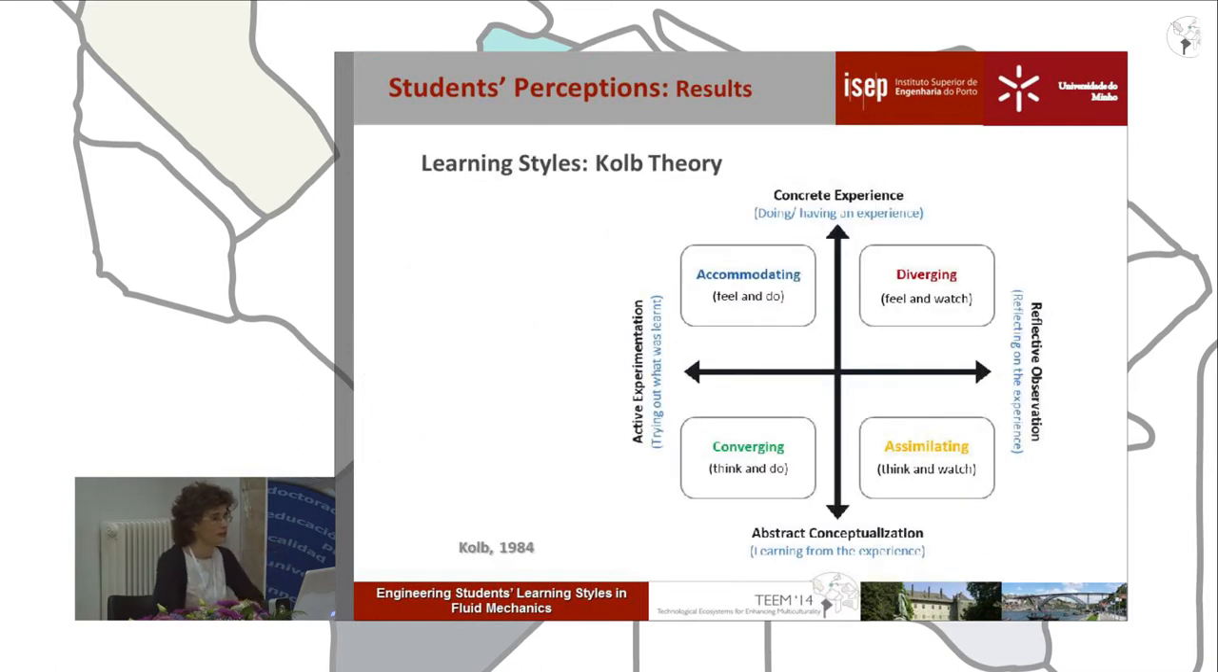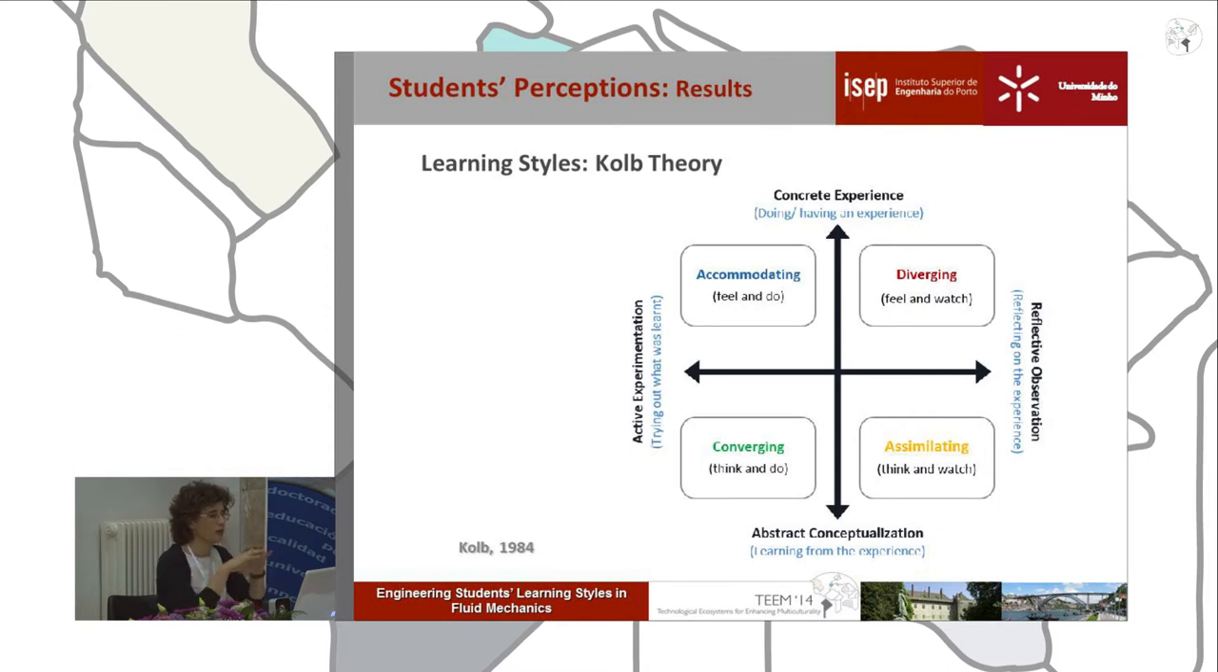Before I show the final results, I must give a brief description of the way we're going to show the learning styles. We use Kolb's theory. It divides in two levels of styles: here in the horizontal line the processing, and in the vertical line the perception. These two levels define four different styles: accommodating, diverging, assimilating, and converging. In the processing, the student goes from active experimentation to reflective observation, and from the perception point of view, from concrete experience to abstract conceptualization.